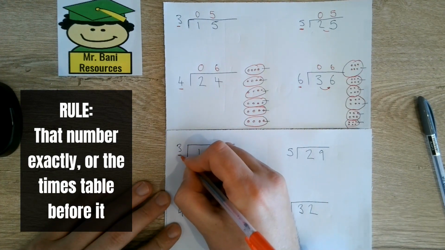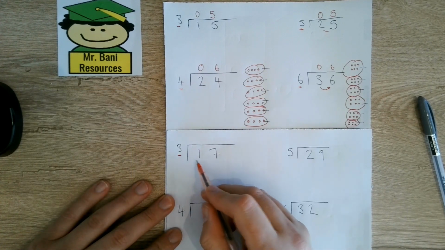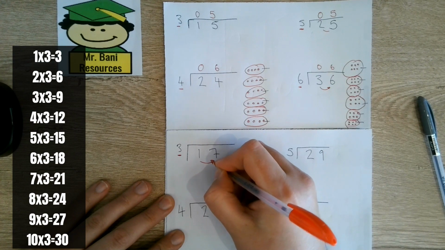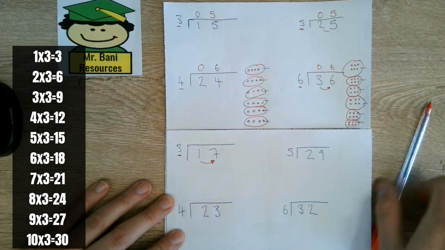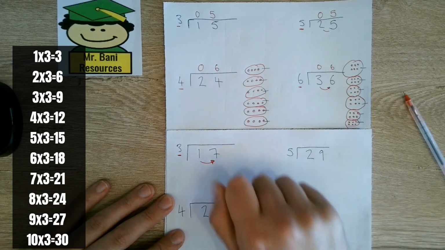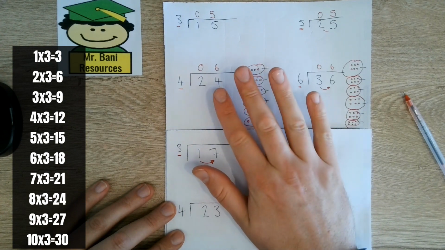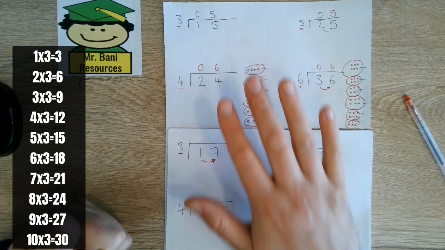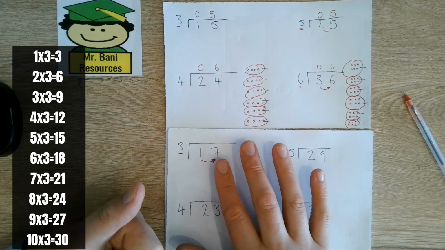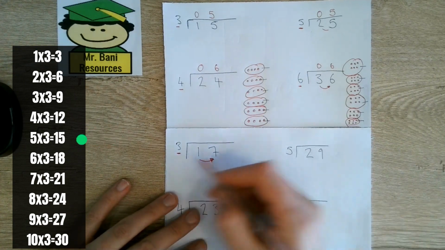What times table are we working with now? 3. How many 3s go into 17? Can I do 1? Does 3 go into 1? No. Let's do it together. What's the rule? We have to get 17 exactly or the times table before. 3, 6, 9, 12, 15, 18. Oh, we've gone over. So we can't get that number exactly. So what number is before it? 15, well done.